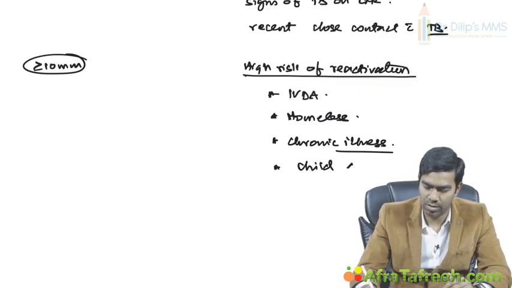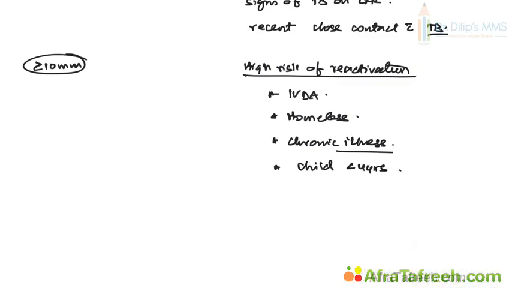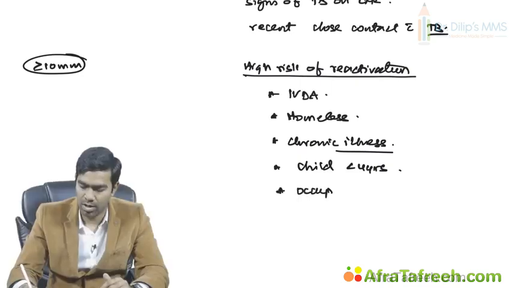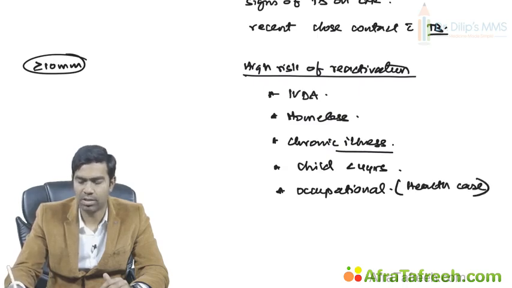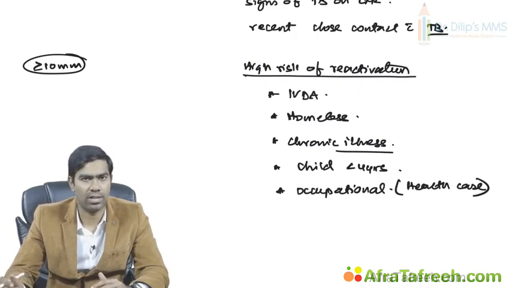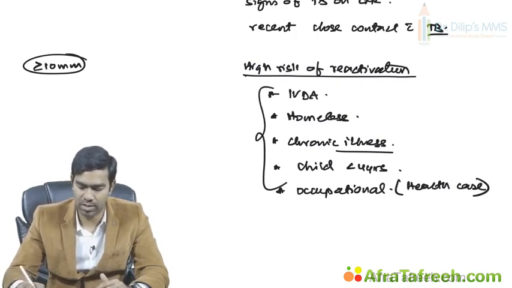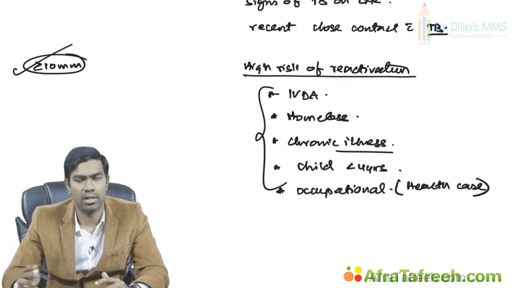Children less than 4 years, 10 millimeter can be taken as a positive test. Or patients who are at high risk of occupational hazards, like healthcare workers especially, or those who are living in prison, which means there is high chance of reactivation in these patients also. So in these patients, even 10 millimeter you can take it as a positive test.